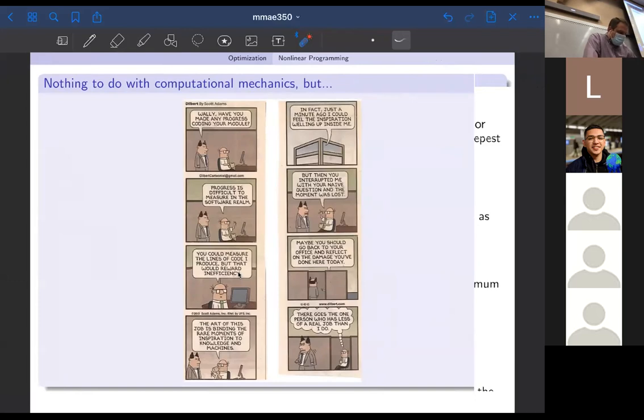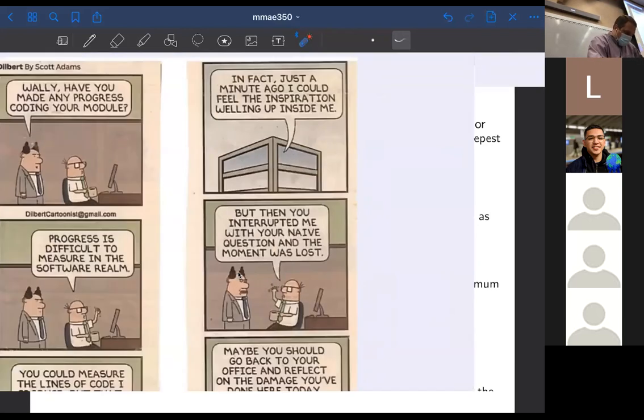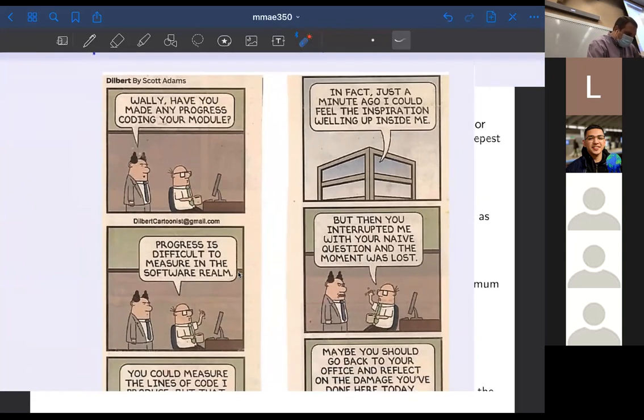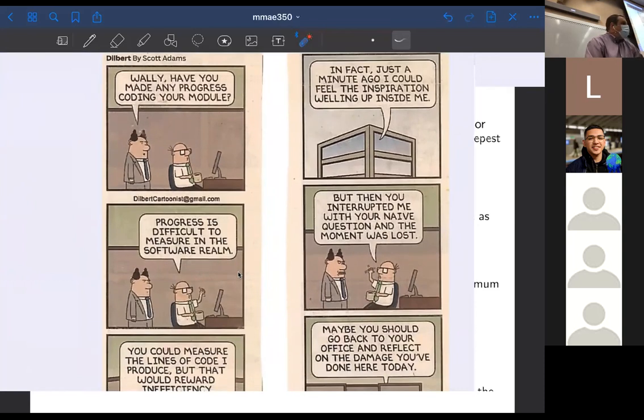Oh, Dilbert. We love Dilbert. What's Dilbert have to say? Well, it's Wally again. Wally, have you made any progress coding your module? Oh, I love this one. So this is for you coding geeks. And I've said this before, and I will say it probably a few more times this semester.